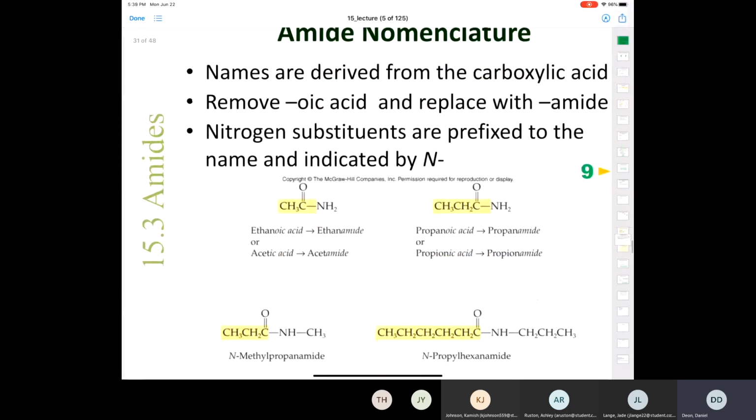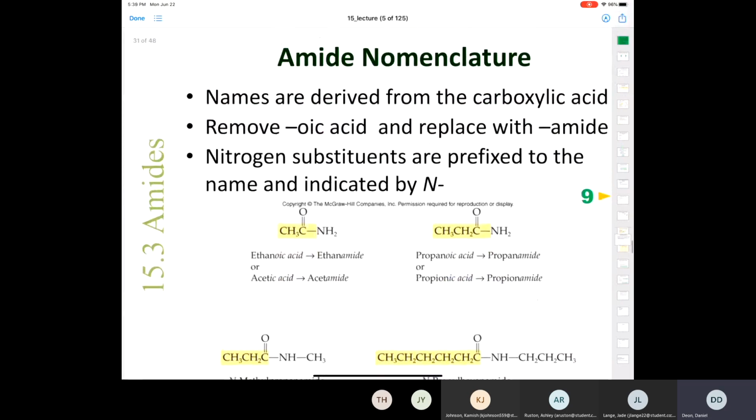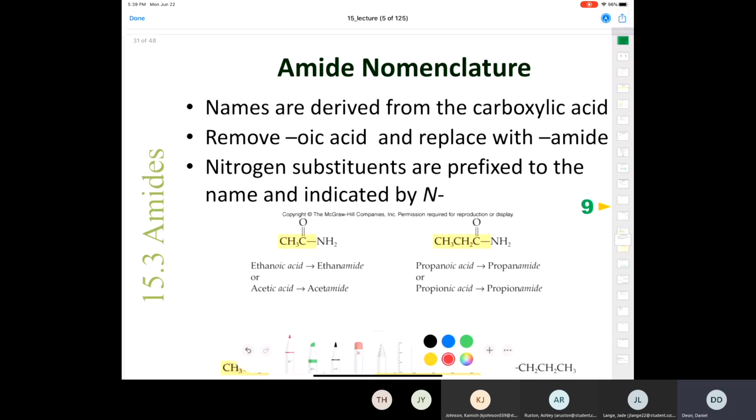Let's talk about the nomenclature of amides. I already taught you the difference between a primary, a secondary, and a tertiary amide. In case you've forgotten, I'll go over it again. If we have an NH2 on the end of our amide, we call that a primary amide. If I have one R group on my nitrogen and one hydrogen, I call that a secondary amide. And you can probably see where I'm going. If I have two R groups attached to my nitrogen, then that is called a tertiary amide. So primary, secondary, and tertiary amide.